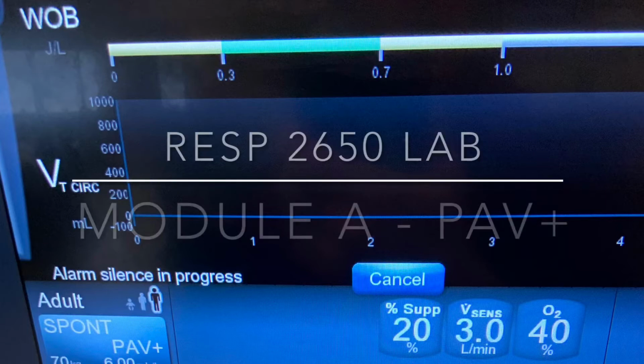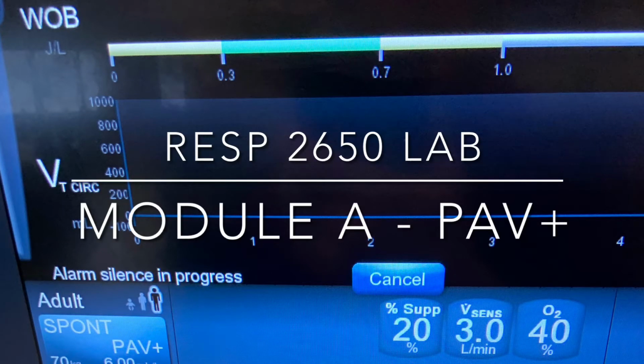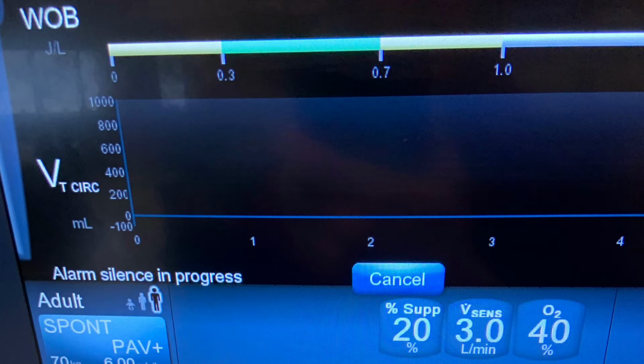For the last part of the RESP 2650 Lab Module A, I'm going to be breathing on PAV+. When you set up PAV+ for your patient, it will only be in PAV+ once you see the work of breathing total and the work of breathing patient boxes on the screen above the green and yellow work bar that you see at the top of this picture.